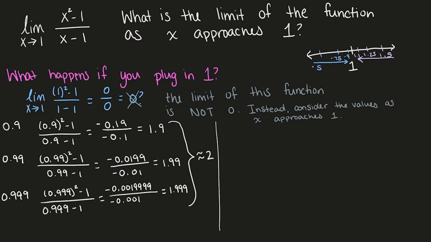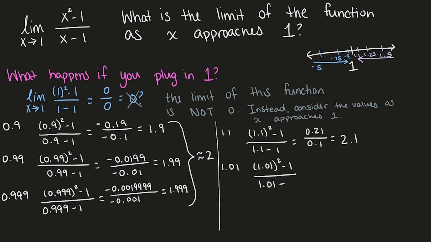Now let's look at what happens when we approach 1 from the right side. So from the right side, let's start at 1.1. When we plug in 1.1, we see this is equal to 2.1. So let's get a little bit closer. We have 1.01. When we plug in 1.01, we get 2.01.